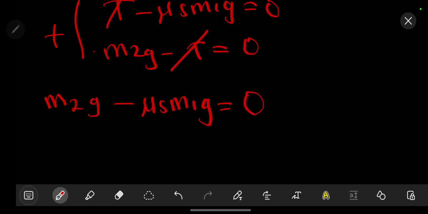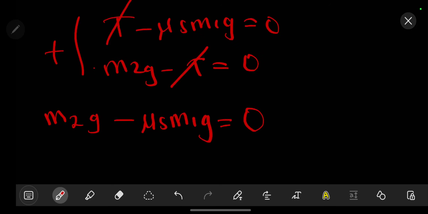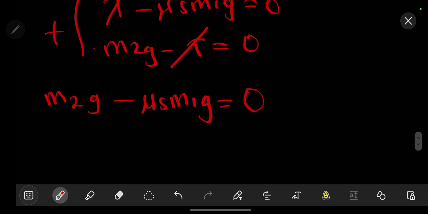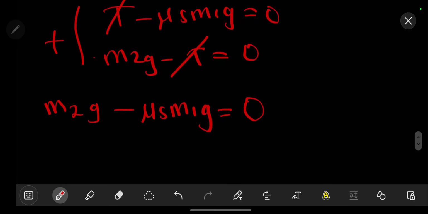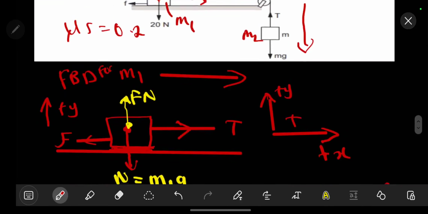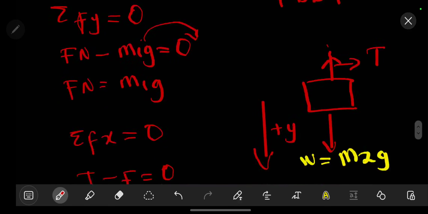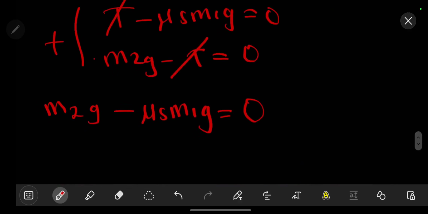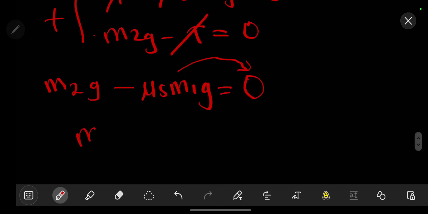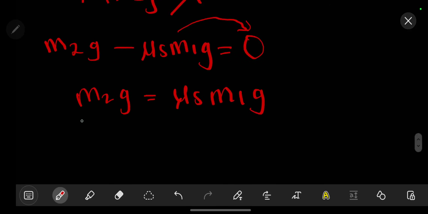Then all we have to do is find the weight. Which one is this? Our m2. In this case, m2 is the one that is unknown. So let's take this to the other side. It will be m2g should be equal to mu s, then we have our m1g like that. We divide by g on both sides.